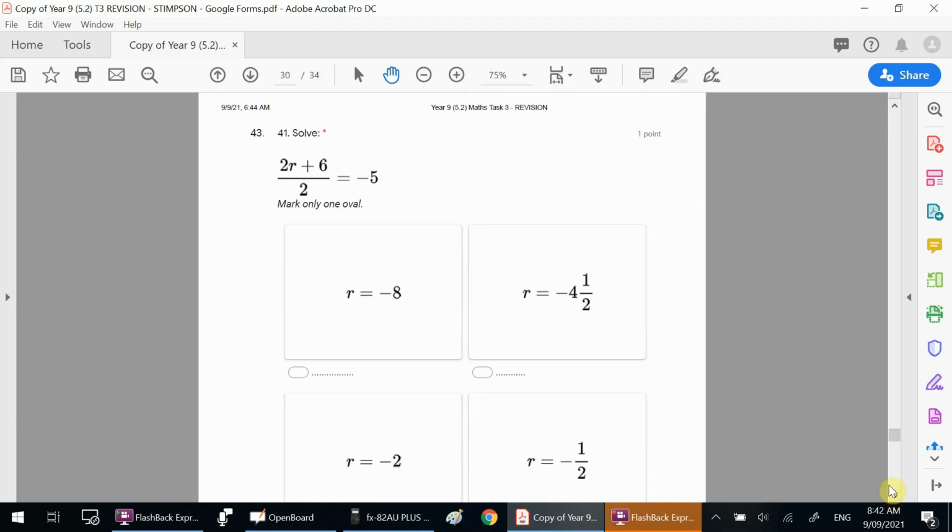Okay, get rid of the fraction by multiplying by the denominator, so everything gets multiplied by 2. Minus 5 times 2 is minus 10. Okay, get rid of the 6, so we're going to do minus 6. Minus 10 minus 6 is minus 16. Divide by 2. There we are.